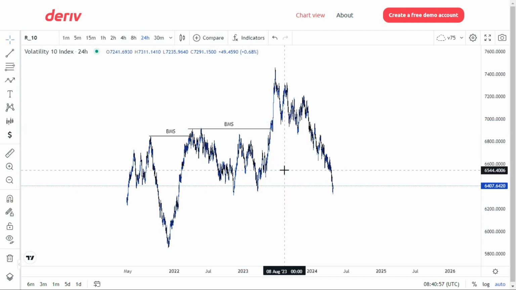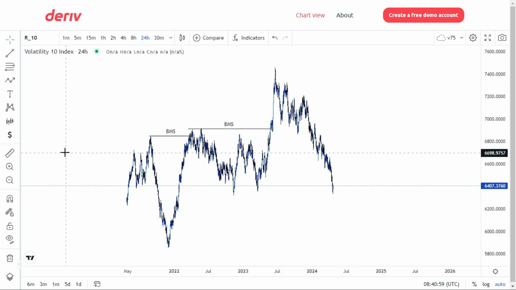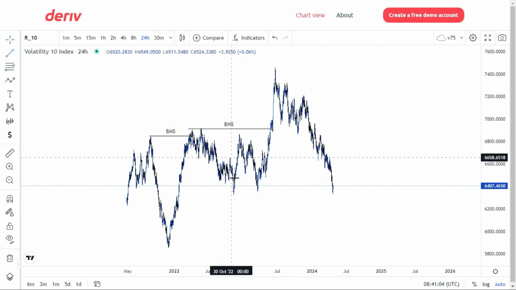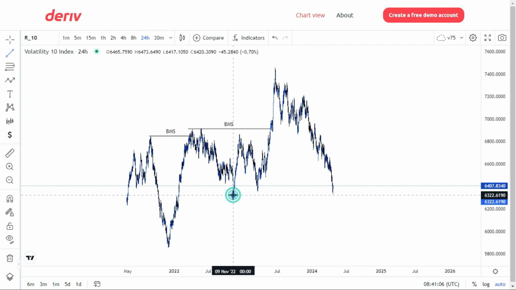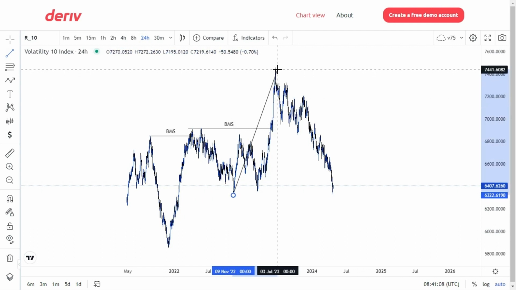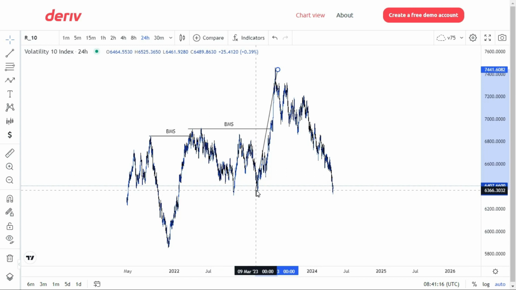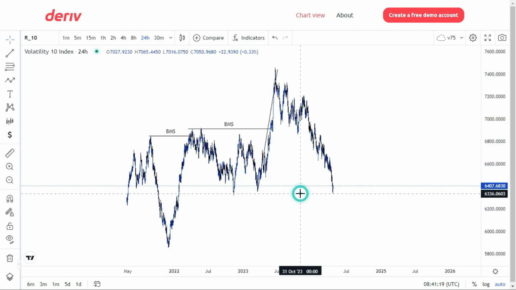Then the origin of the move that caused this BMS actually originated from this point. So this is our impulse move that is starting from that point to that point. But it actually mitigated this point, so I can take it from this level to that. They're actually sitting on almost the same zone there.